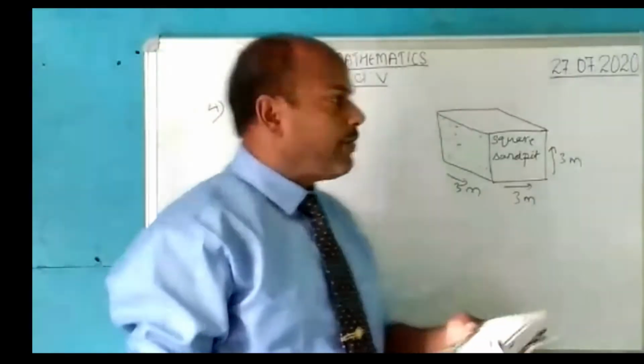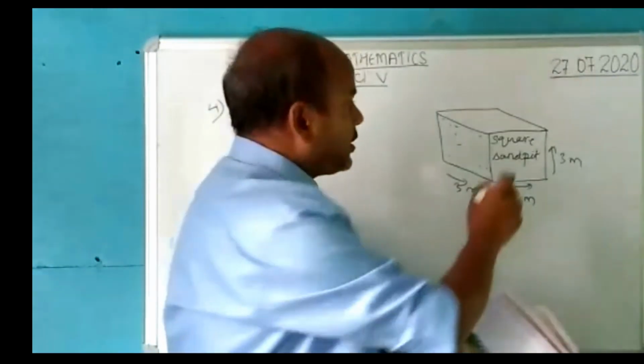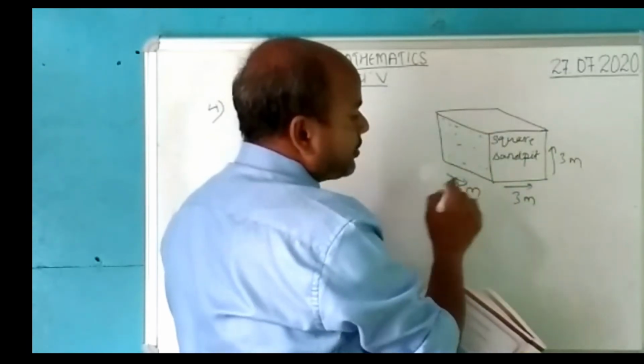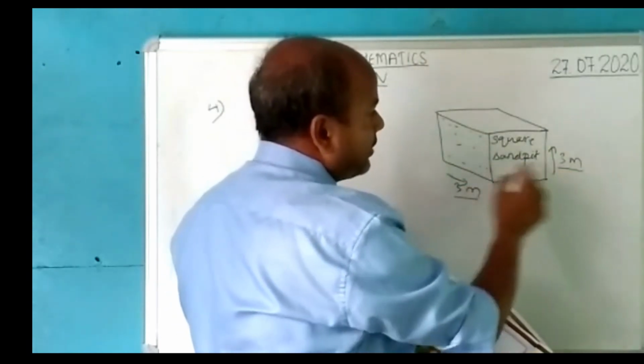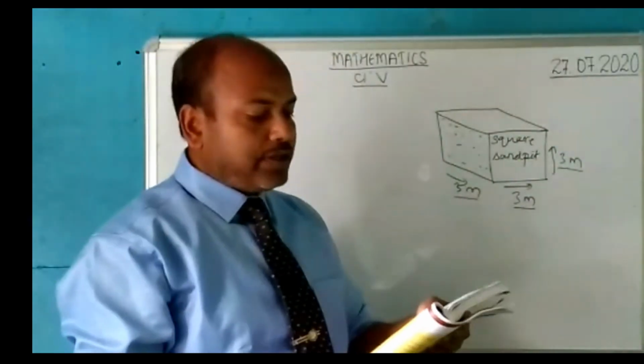Now children, question number 4. I will read the question first. A square sand pit. This is the square sand pit. Square means all the sides are same. Length is 3, breadth is 3, height is 3. Length, breadth, height. This is a square sand pit.